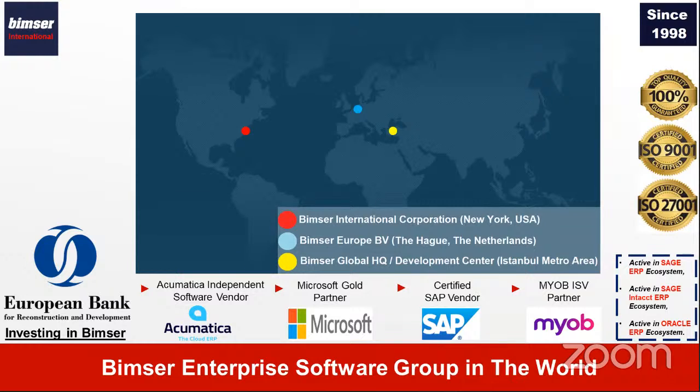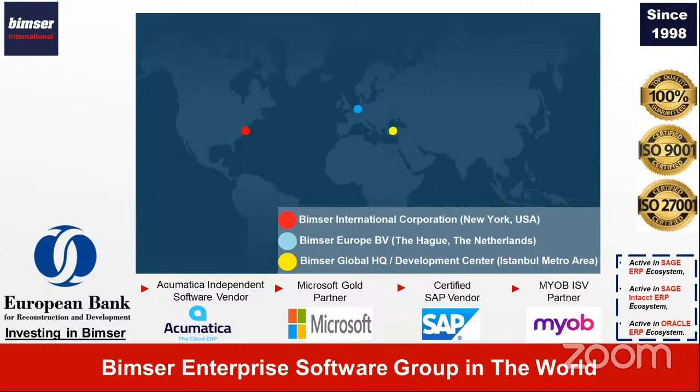We are very active in various ERP ecosystems, as you see on this slide. We are an Acumatica independent software vendor. In addition, we are ISO 9001 certified and ISO 27000 certified. So we have a quality management system in place, certified by ISO, to have maximum level of customer satisfaction and to have continuous improvement in place all the time, according to the ISO quality management standards.